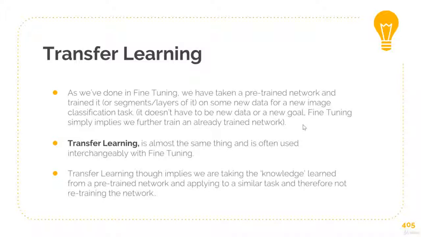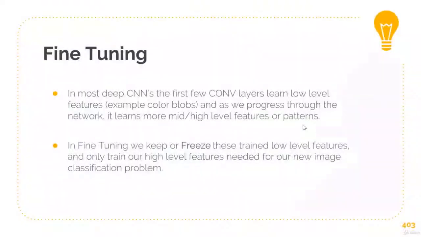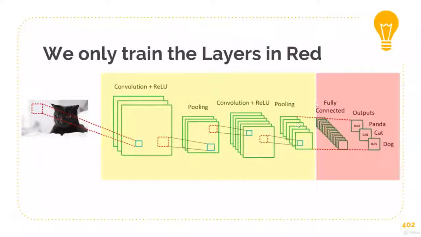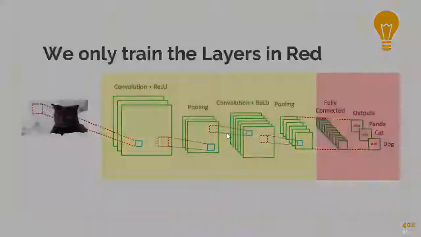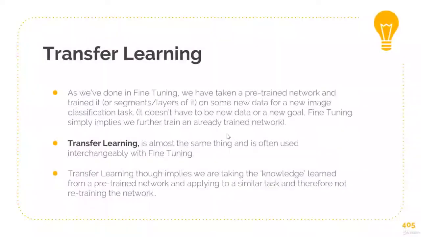However, what transfer learning really implies is that we're taking the knowledge learned from a pre-trained network and basically applying it to a similar task, and therefore not really retraining much of the network. So what that means effectively is that, let's go back to this diagram. In fine-tuning, the reason why we call it fine-tuning is that we can actually train these layers here. So in both transfer learning and fine-tuning, we're basically unfreezing the top layer here and modifying it for our classes. But in fine-tuning, we tend to go back and train this layer here. That's pretty much the core difference.